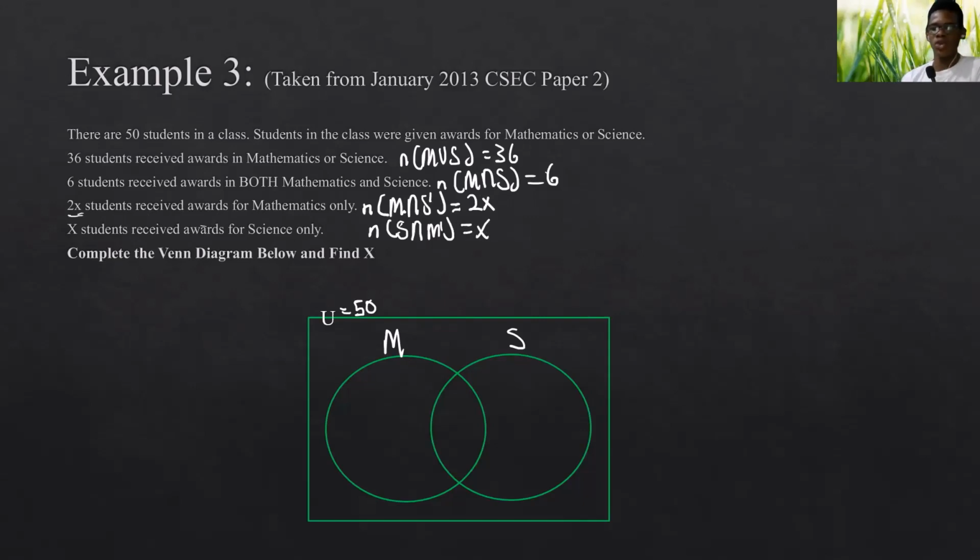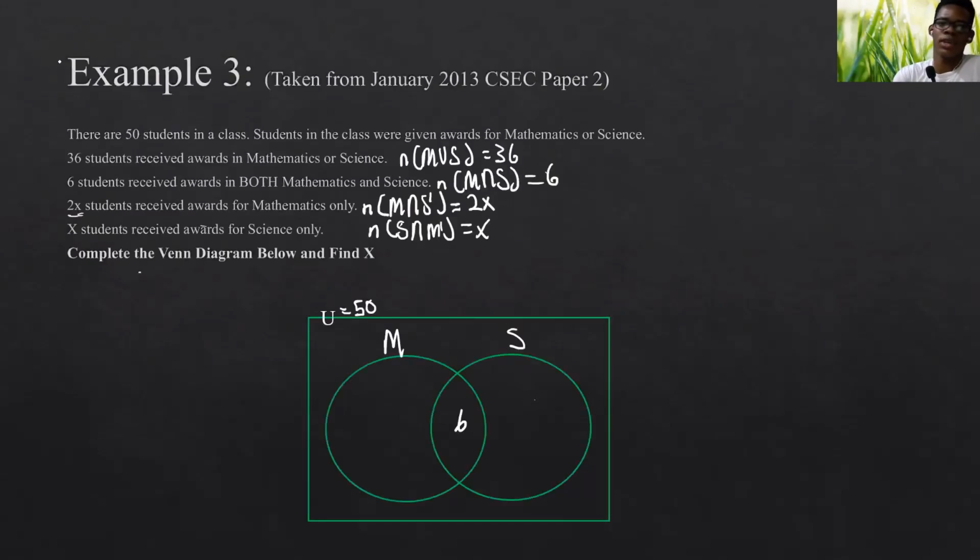So what you want to know, let's complete the Venn diagram. M intersect S is 6, so the 6 goes in the intersect. You guys can fill this out. You guys don't need me to do this. What I want to get at is find X. How do we find X?